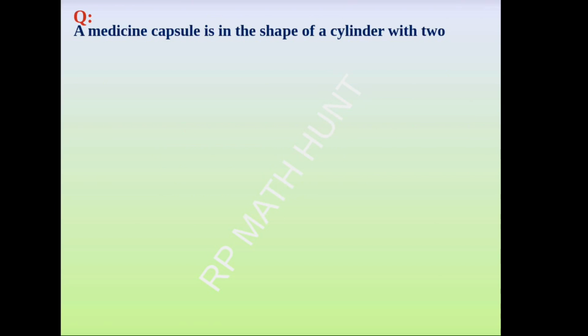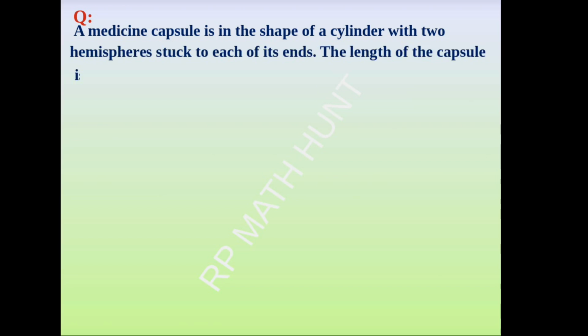A medicine capsule is in the shape of a cylinder with two hemispheres stuck to each of its ends. The length of the capsule is 14 millimeters and the width is 5 millimeters. Find its surface area.